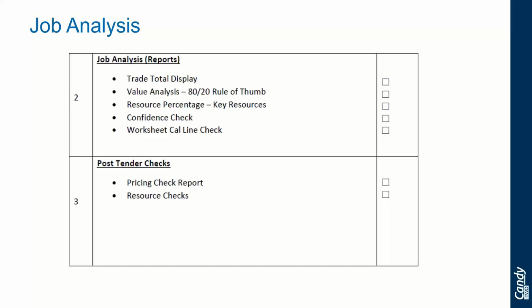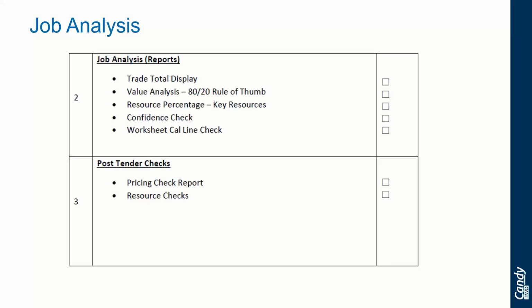We're also looking at the resource percentage, the key resource. Instead of looking at it from a bill, we're analyzing it by resource. Confidence check, worksheet calculation line check. We'll also look at some of the post-tender checks, pricing check reports for block split and unpriced items, as well as some resource checks. If you want to display all the old rates and the dates of all the resources in the current job, you can see if you can source out the latest rates.